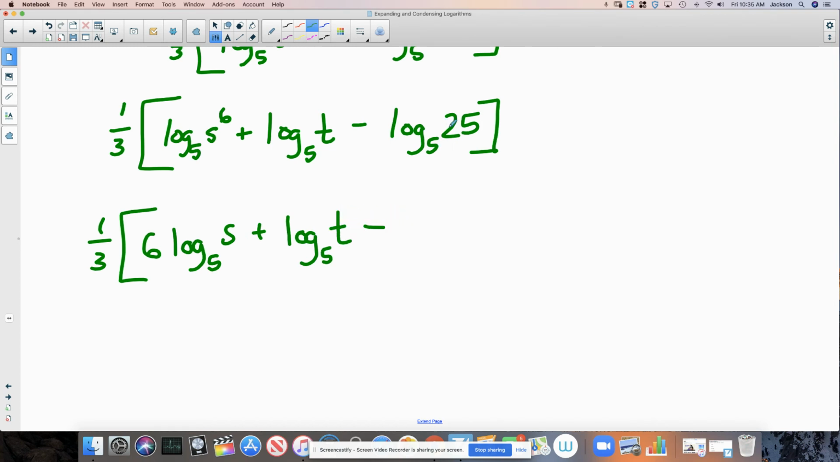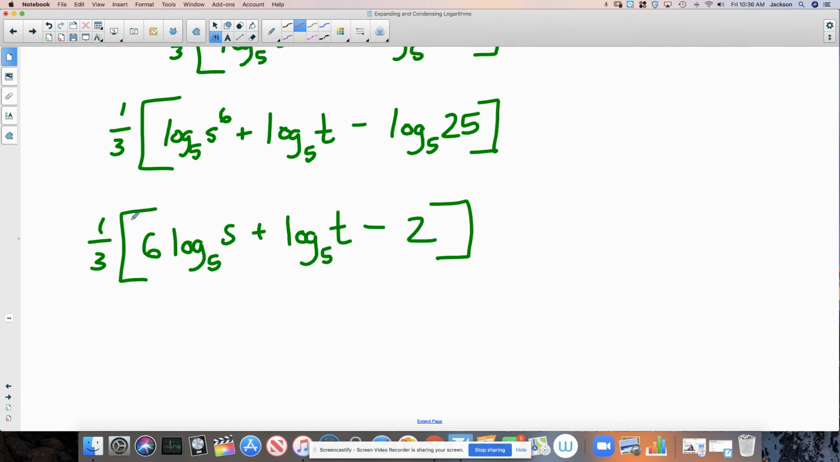Now, if you want, when you look here, what is log base 5 of 25? That's 2. Okay, so why not, right? At any point, you can do that if it makes it easier for you. What power do I raise 5 to get 25, right? Second power. So now I have no more expansion of logs, but I do have this 1/3 out here.